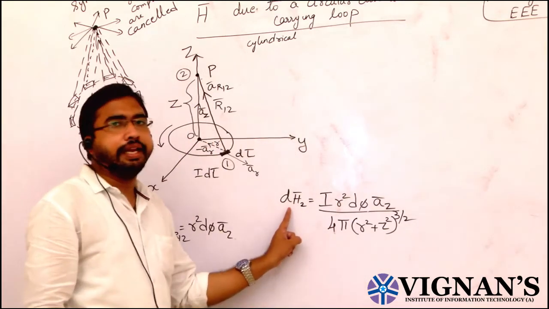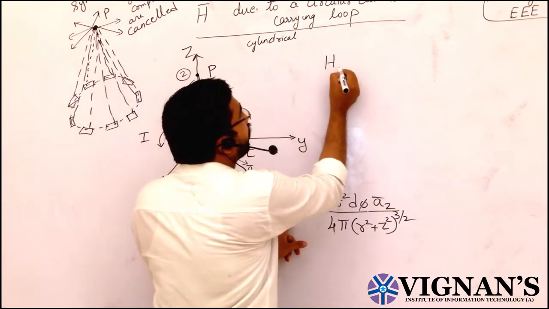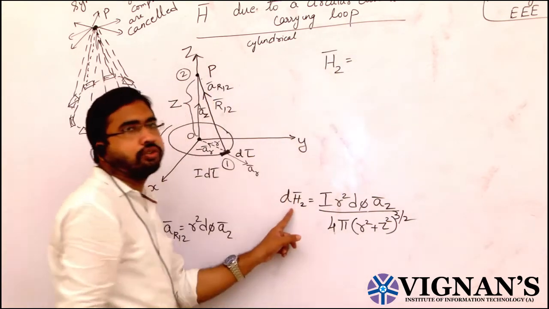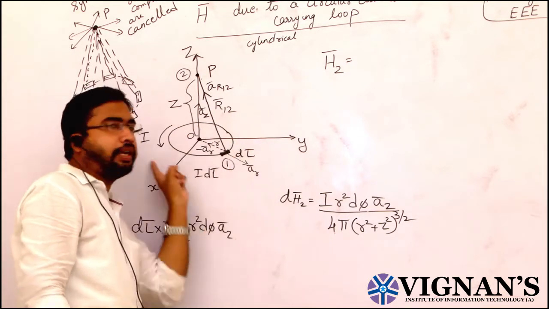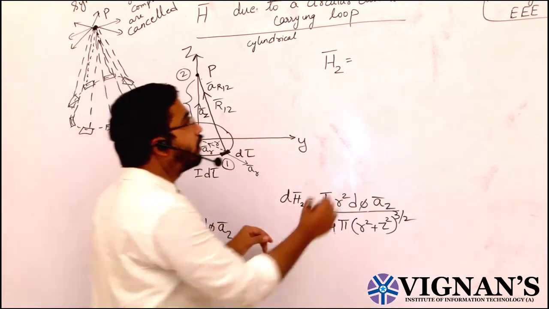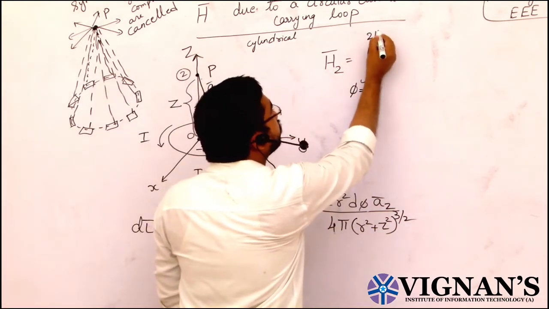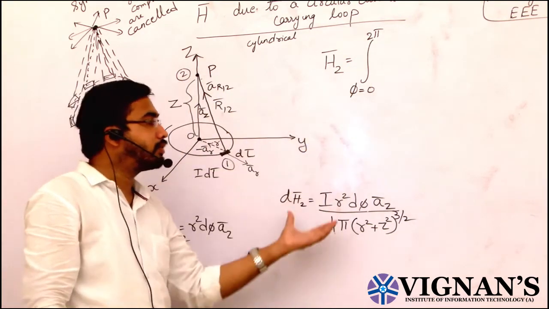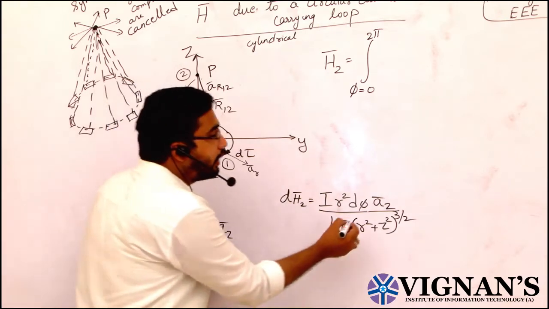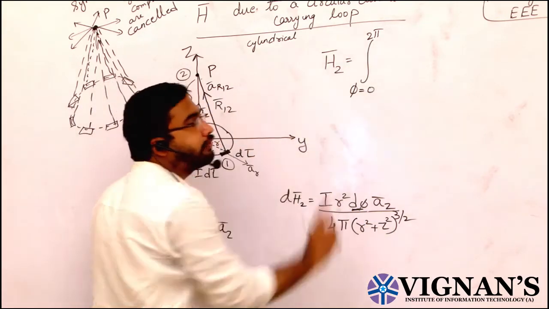So if you integrate this differential magnetic field intensity, then on the left hand side you will get H2, the complete magnetic field intensity at this point P, due to the complete length of the circular loop, which is equal to the integral of phi varying from 0 to 2 pi. Why are we taking only the phi variation, and not considering the remaining terms? Here the only variable term is d phi. That's why we are taking limits only for phi.